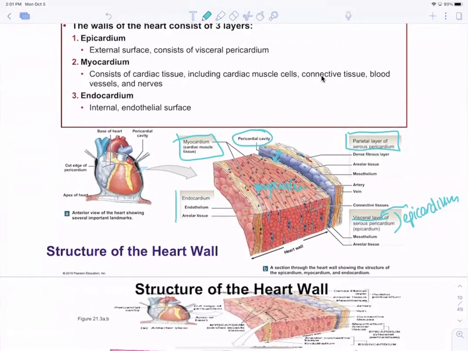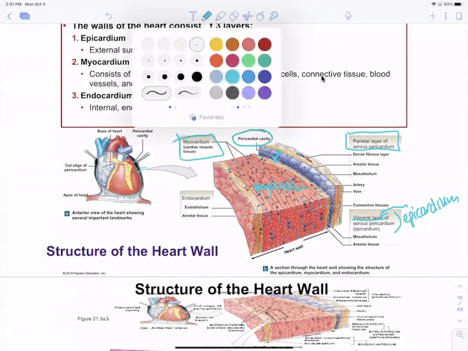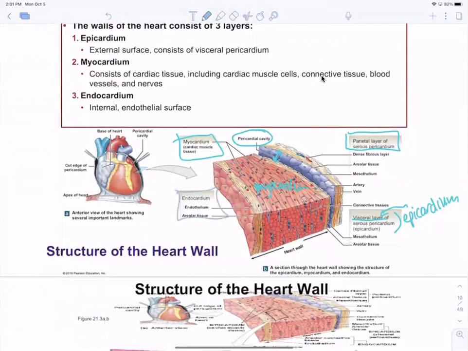And then lining the inside of the four chambers. And again, there are two atria and two ventricles, is endocardium. Endo meaning inside. And that endocardium also makes up the valves, right? So you have two AV valves and two semilunar valves.